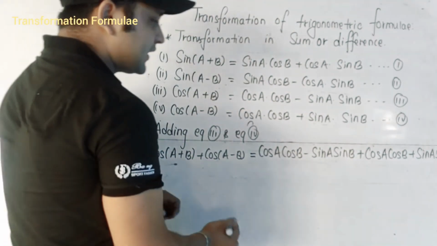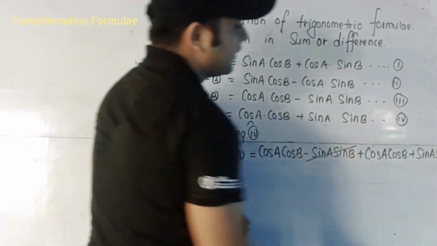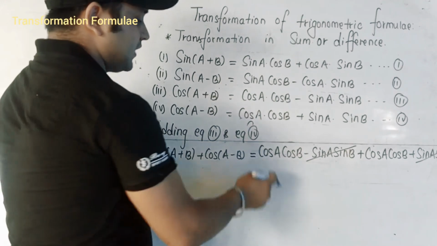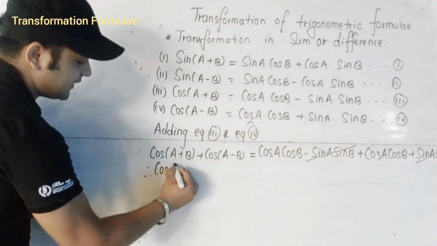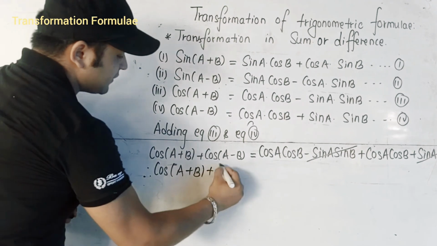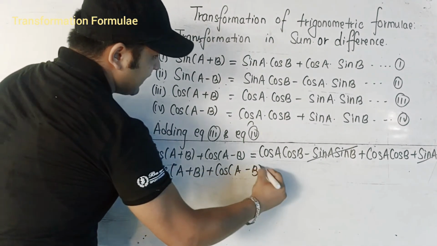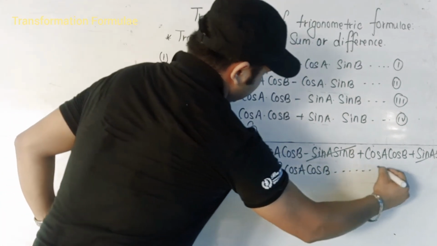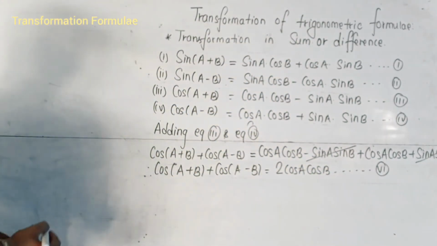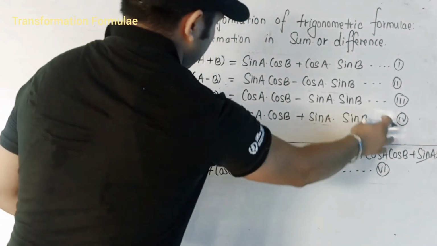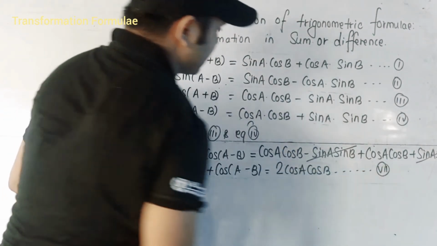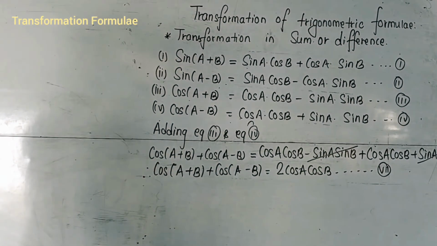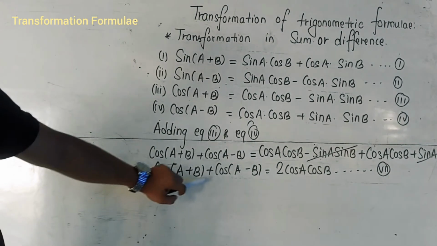Now when you add, we can see that sin A into sin B and sin A into sin B, being negative and positive, will get cancelled. So after being cancelled, we have cos(A+B) plus cos(A-B) as 2 cos A into cos B. I am naming it equation 7. So this equation we got by adding equation 3 and equation 4. This is the sum of cos(A+B) and cos(A-B).